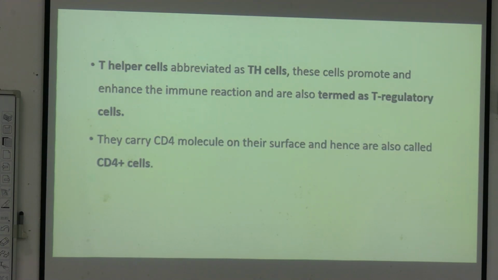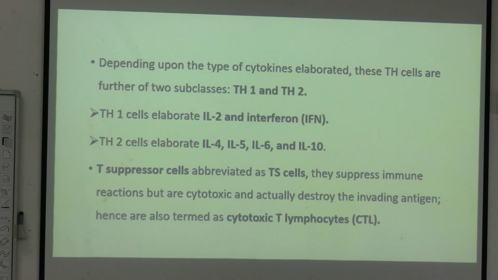T helper cells are abbreviated as TH cells. These cells promote and enhance the immune reaction and are also termed T regulatory cells. They carry the CD4 molecule on their surface, and that's why they are called CD4 plus cells. Now the cytokines, TH1 and TH2. TH1 elaborates IL-2 and interferon, IFN. TH2 cells elaborate IL-4, IL-5, IL-6, and IL-10.